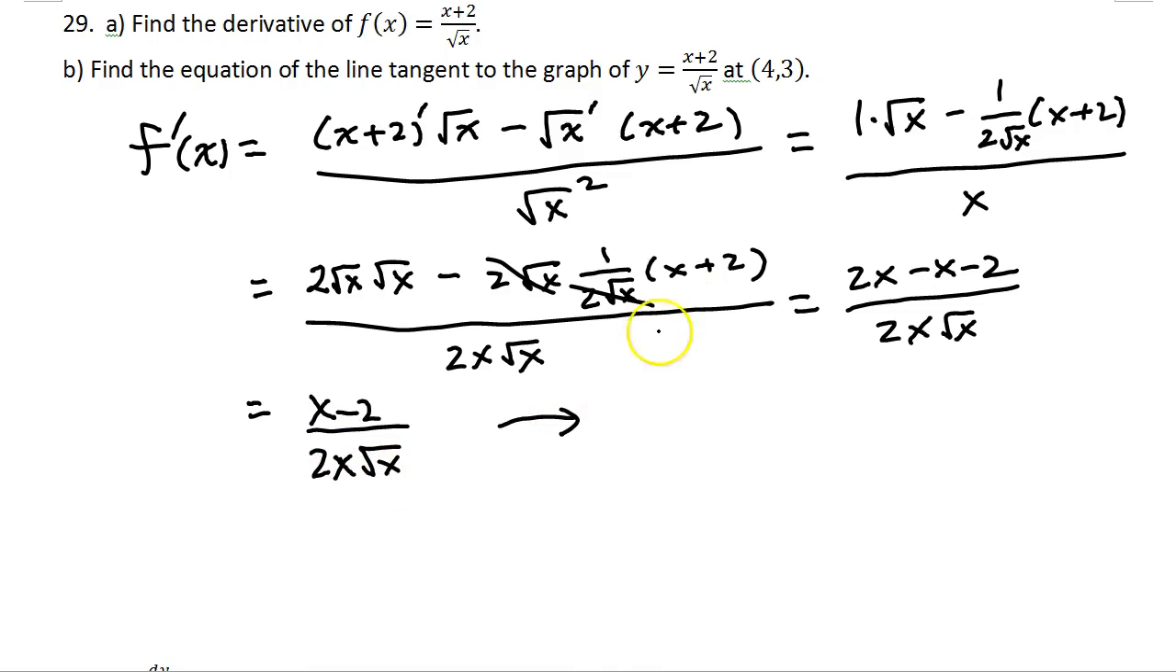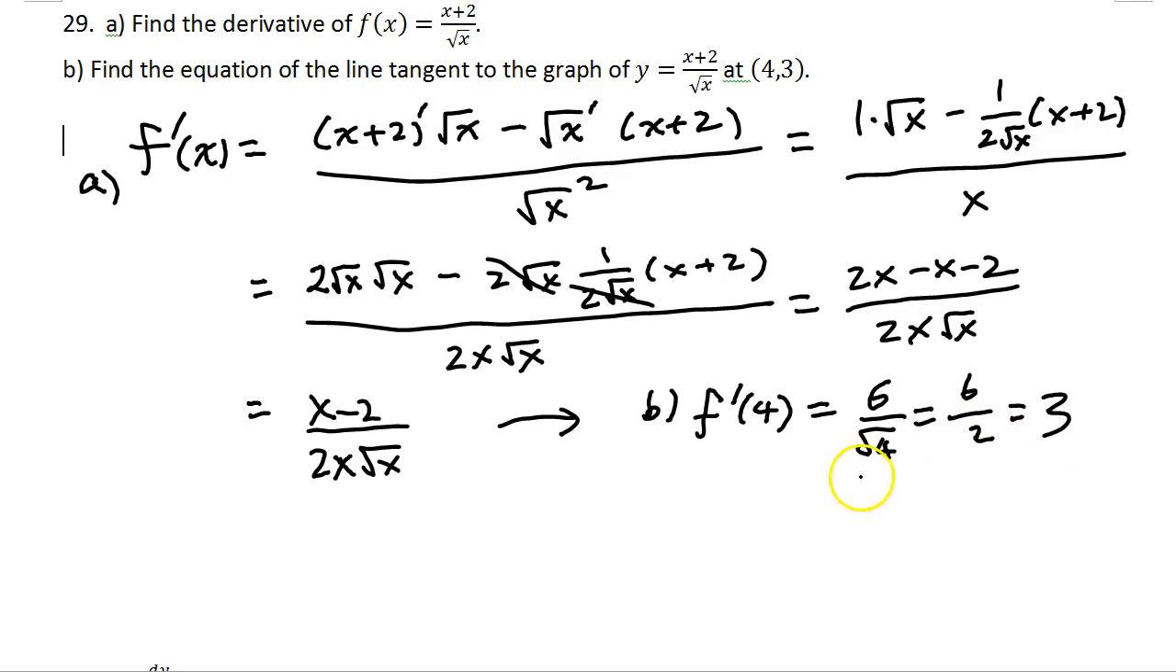Okay, now that's part A. For part B, we need the slope, and you get the slope from the derivative by evaluating it. So f prime at 4 is equal to 4 plus 2, which is 6, divided by 2 times square root of 4, and that's 6 over 2, which is equal to 3. So slope is equal to 3. (4, 3) is the point. So using the point-slope form, y minus 3 is equal to 3 times x minus 4. And this is the equation of the line.